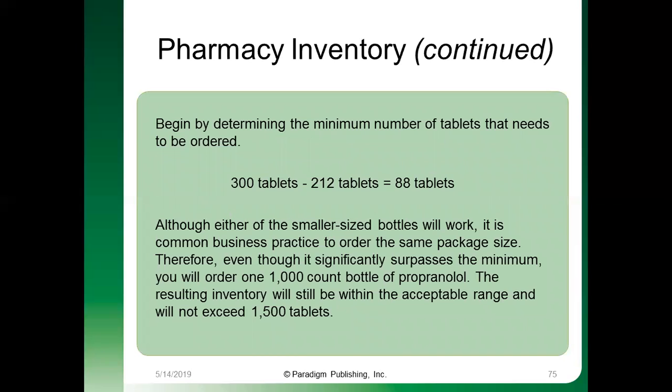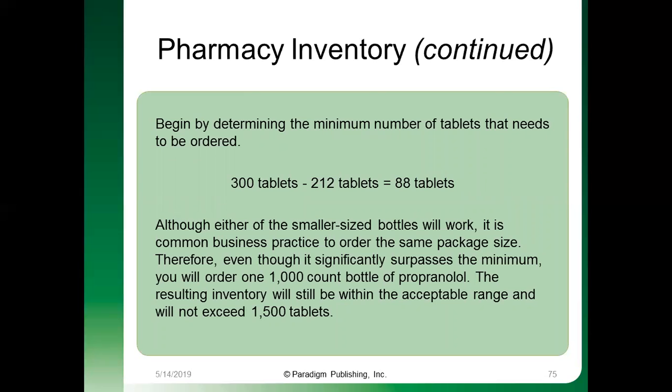So first of all, we need to see the minimum number of tablets to order. 300 tablets minus the 212 tablets that you have left is equal to 88 tablets. Although the smallest size bottle will work, it is common business practice to order the same package size. Therefore, even though it significantly surpasses the minimum, you will order a 1,000 count bottle of propranolol. The resulting inventory will still be within the acceptable range and will not exceed the 1,500 tablets.